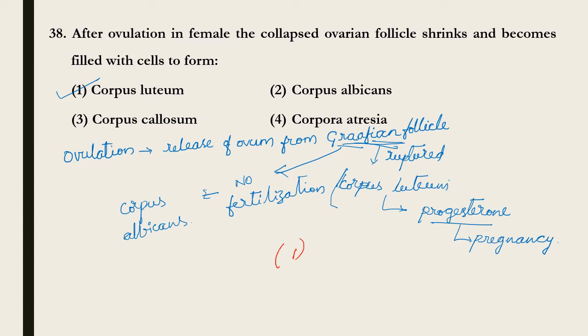And here corpus callosum is a bundle of axons which connects the two cerebral hemispheres of the forebrain. Corpus callosum is the complete odd one out from these options.